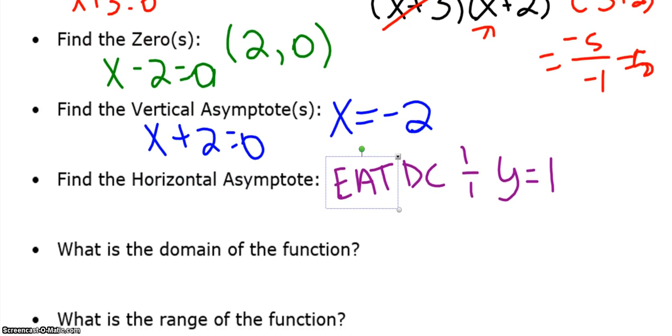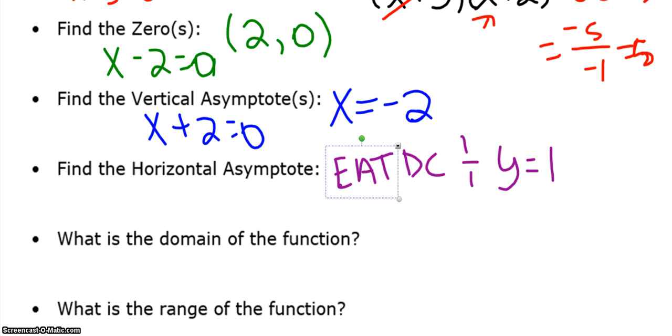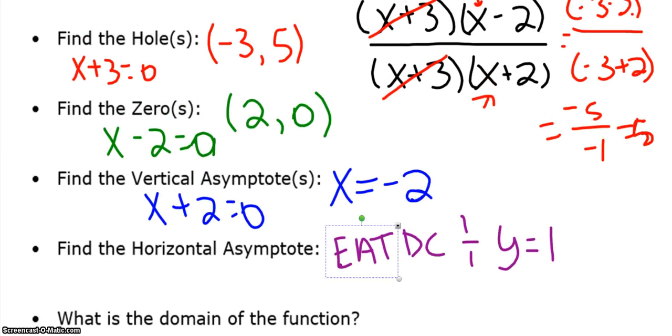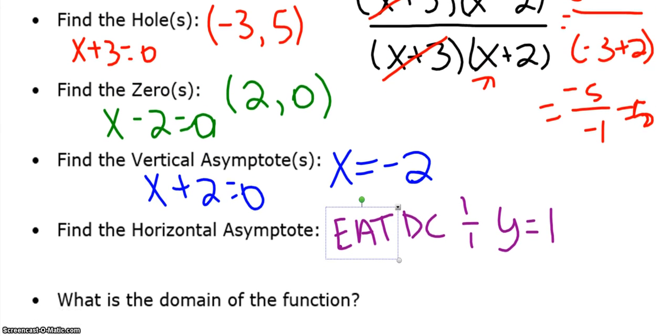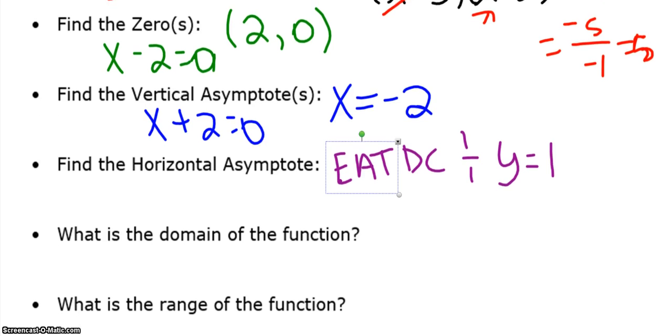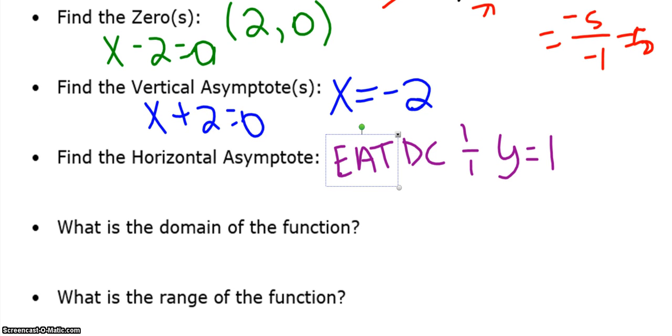Alright, next one, the domain. For the domain, we're going to look at the hole and we're going to look at our vertical asymptote. So we had a hole at x equals negative 3 and a vertical asymptote at x equals negative 2. So that means our domain cannot have negative 3 and negative 2. So x is not equal to negative 3, negative 2.